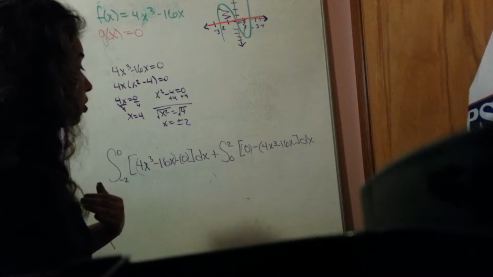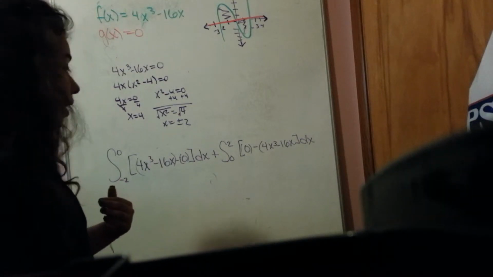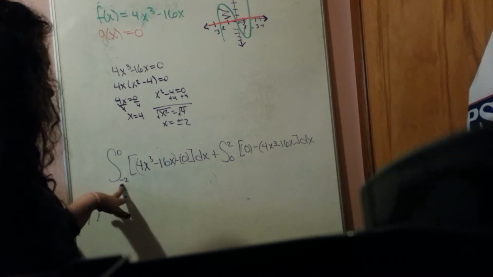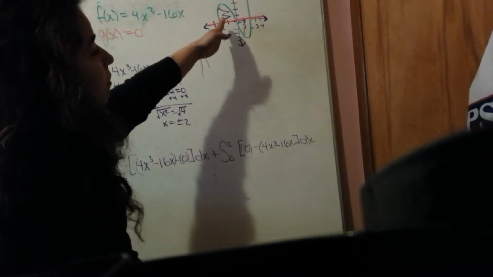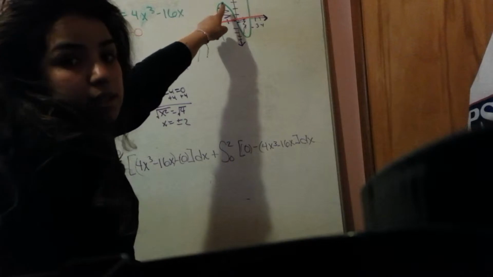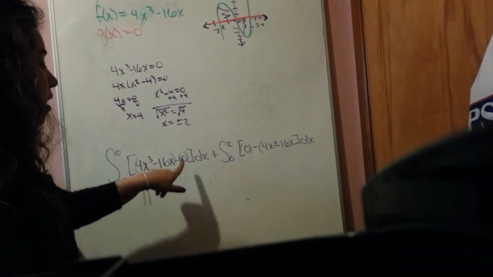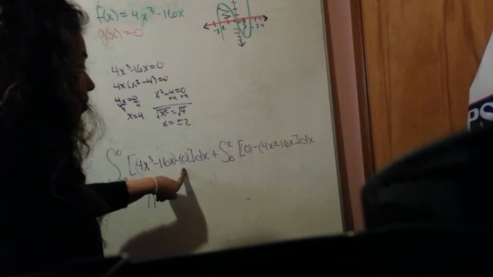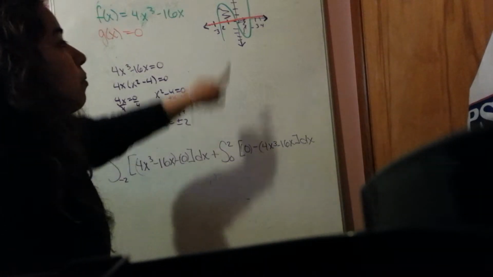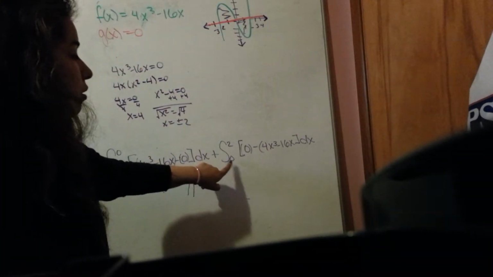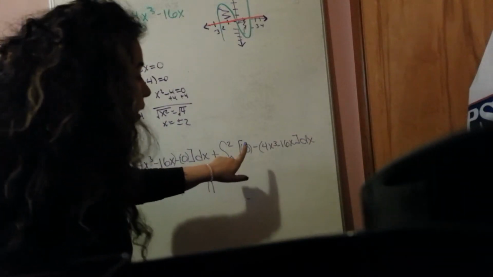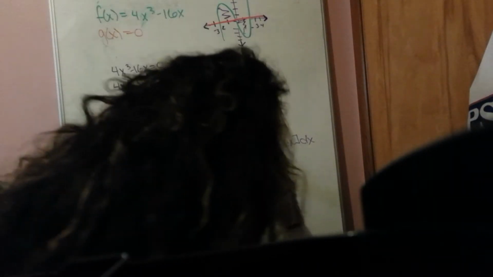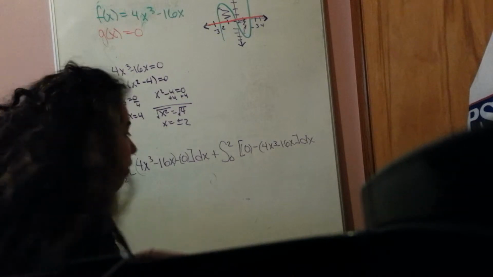So then you have to set up your integrals. The first one is from negative 2 to 0, and as you can see in the graph, from negative 2 to 0, f of x is the top line, so that goes first, minus g of x, which is 0. Then you add that to this part, from 0 to 2, where g of x is on top, so it's 0 minus f of x. Then you have to take the antiderivative of these.